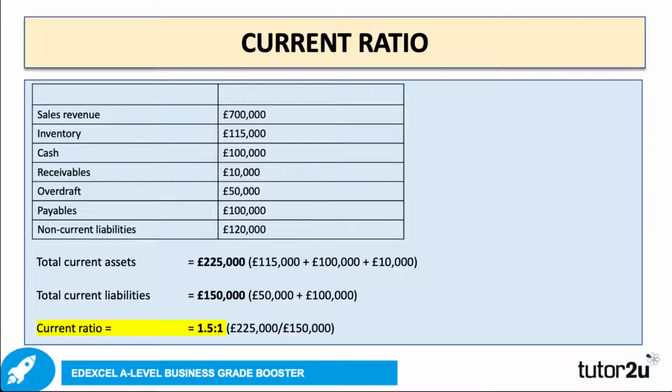Depends. Now, 'depends' is absolutely right. We do not know if that is a good current ratio or not, because we don't know what business it is or what market it operates in. It could be too high. It could be too low. There is no such thing really as an ideal.